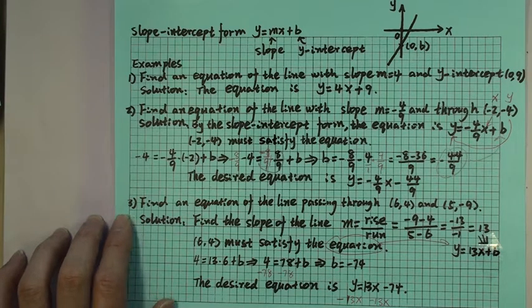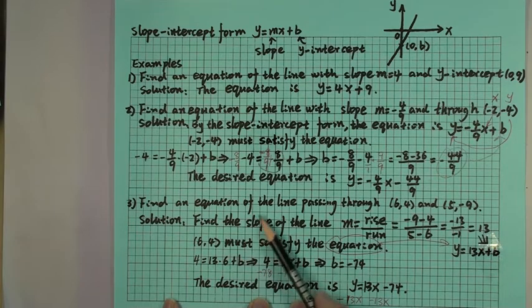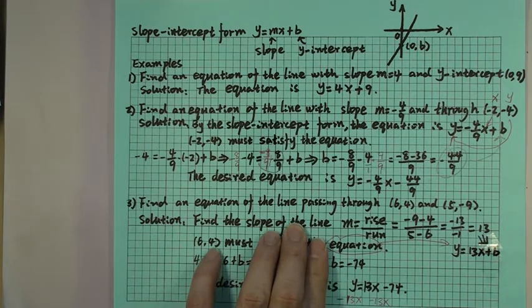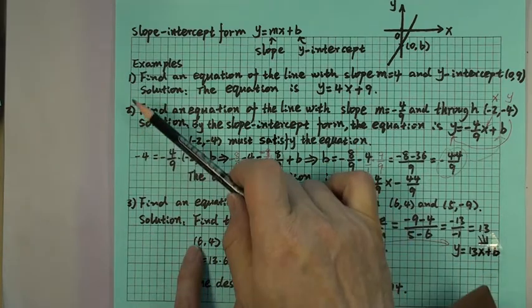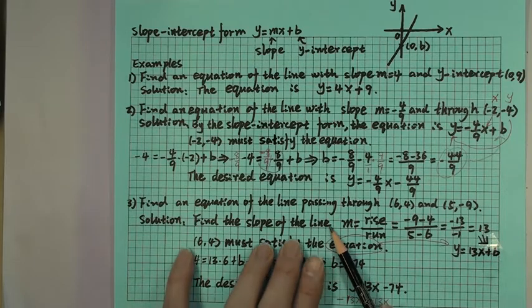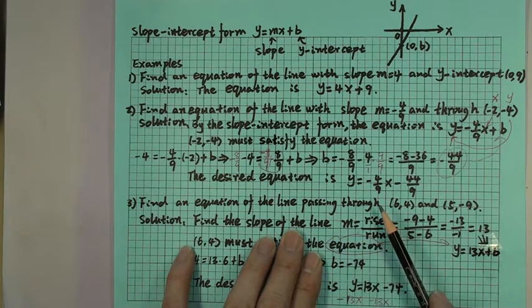Example 3 is: find the equation of the line passing through these 2 points, (6, 4) and (5, -9). In this case, it looks like it is not relevant to examples 2 and 1, but actually it is quite relevant. Find the slope of the line first, because we are not given the slope.